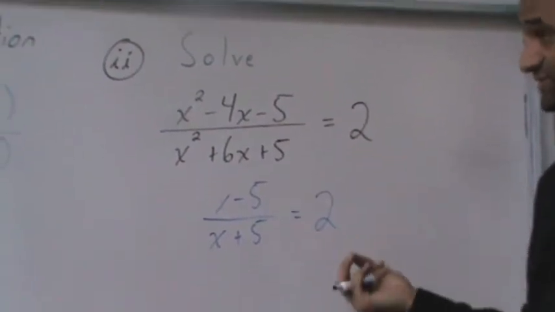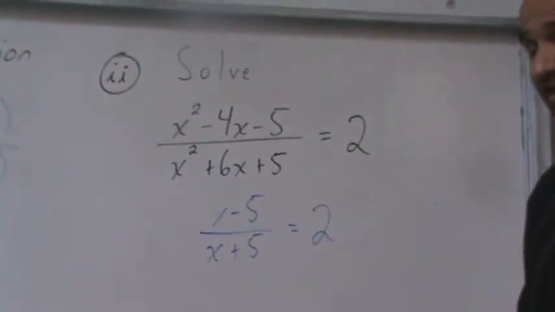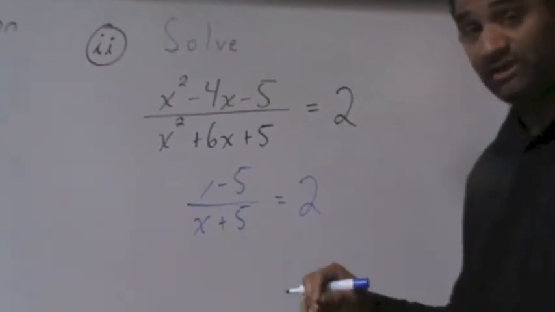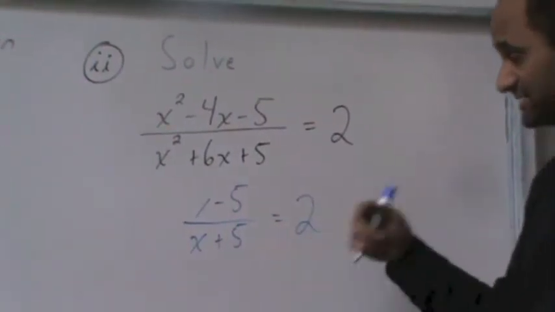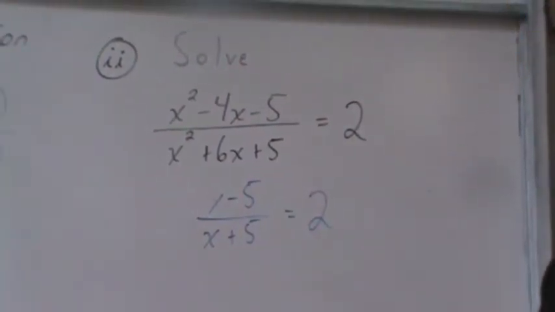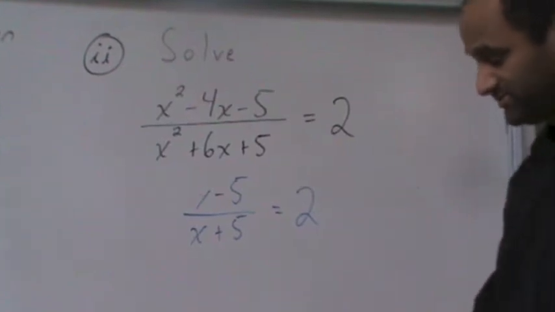Now, on this question you can get excellence. We realize that since we are dividing by x plus 5, we need to multiply both sides by x plus 5.